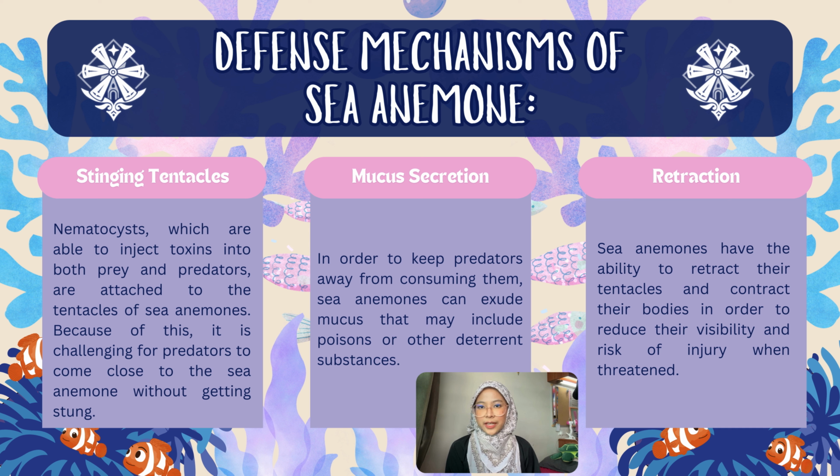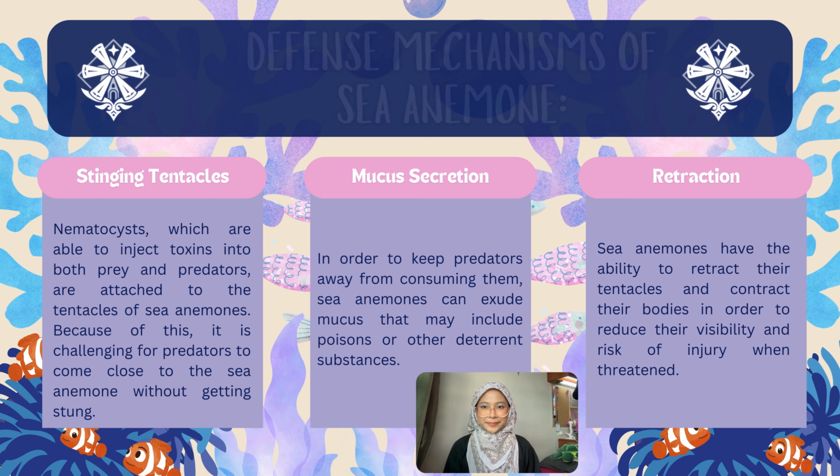Next, sea anemones can secrete mucus that contains toxins or other deterrent chemicals in order to keep predators away from eating them. And lastly, when the sea anemones are threatened, they can retract their tentacles and contract their bodies to become less visible and reduce the risk of injury. Some anemones can blend in with their surroundings, so it makes it difficult for predators to spot them.